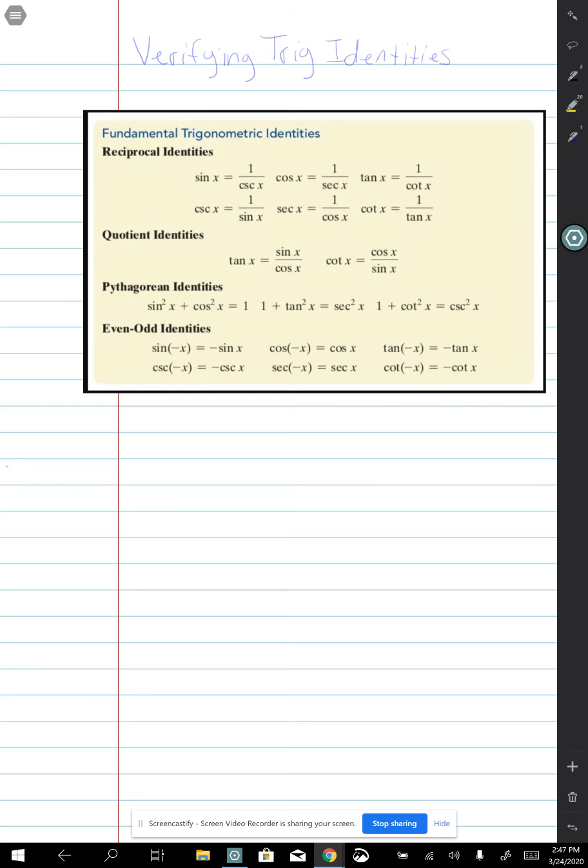Right, so what we're doing today is we're going to go into verifying trig identities. This will cover assignments 19 and 20. 19 is all your multiple choice questions, and 20 will be your short answer.